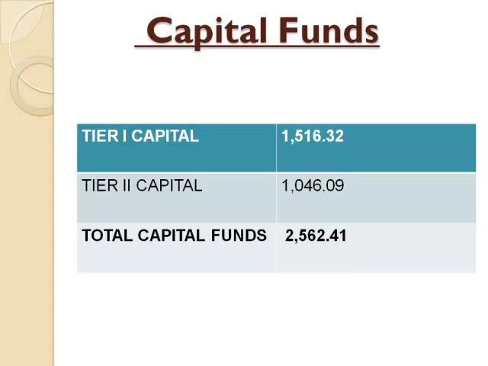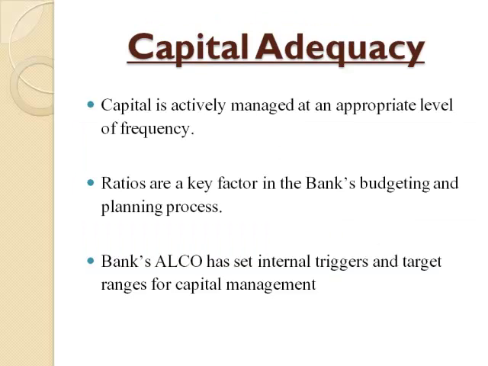Capital funds. Capital funds comprises of tier 1 capital and tier 2 capital. What basically do we understand by tier 1 capital? Tier 1 capital is a permanent form of capital, and tier 2 is not permanent. Tier 1 capital includes equity capital and retained earnings according to Basel II. It amounts to 1,560 crores and tier 2 capital amounts to 1,046 crores. So, capital funds in total amount to 2,562 crores.